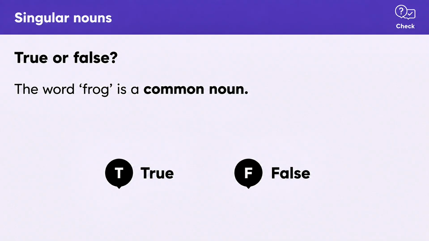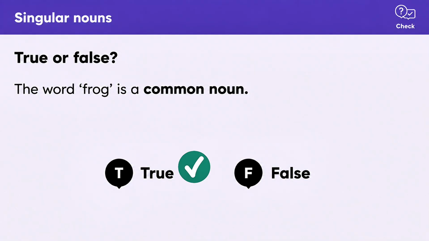Now, it's time for a true or false. Can you get your thumbs up for true or your thumbs down for false? The word frog is a common noun. Remember, a common noun is a naming word for a person, place, or thing, but not a specific person, place, or thing. The word frog is a common noun. Is that true or is that false? Can you show me your thumbs up or thumbs down? Well done.